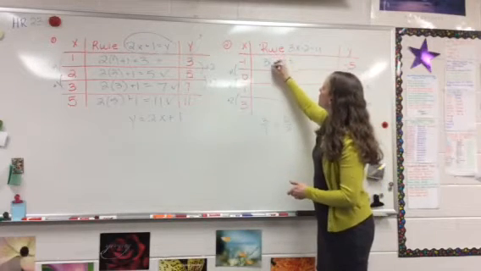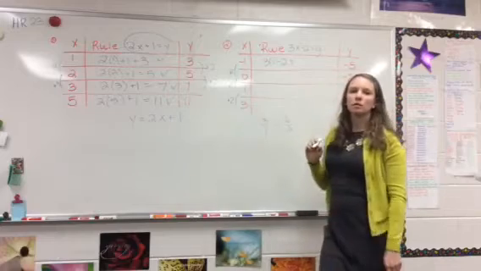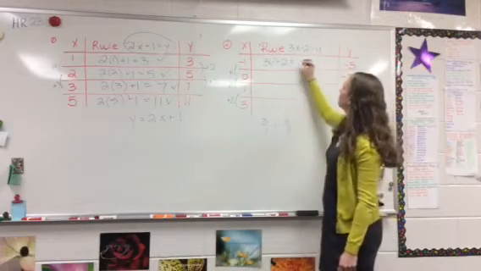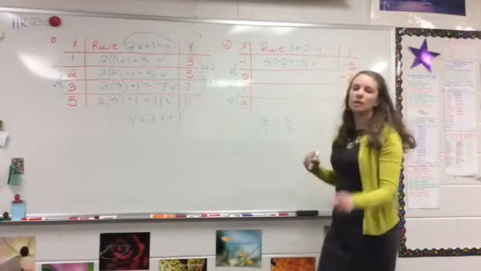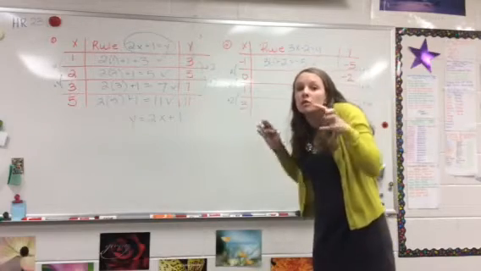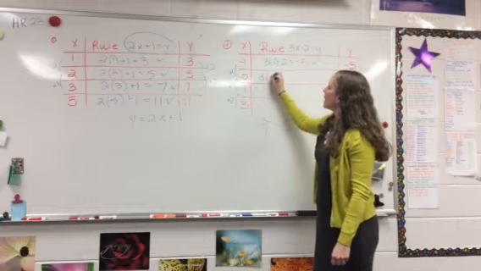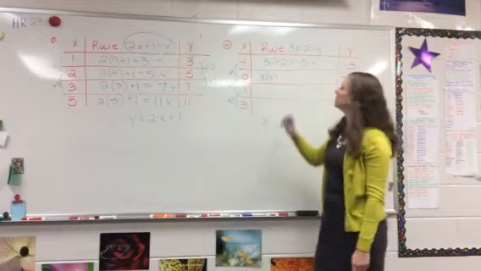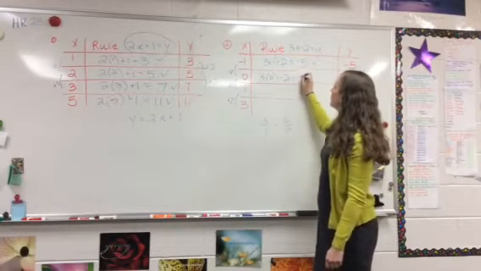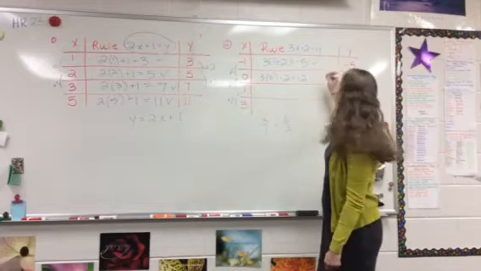3 times negative 1 is negative 3. Take away 2, we get negative 5. Remember, you're taking notes on this. This is your studying for this skill. 3 times 0 is 0. Take away 2, we get negative 2, so that matches.